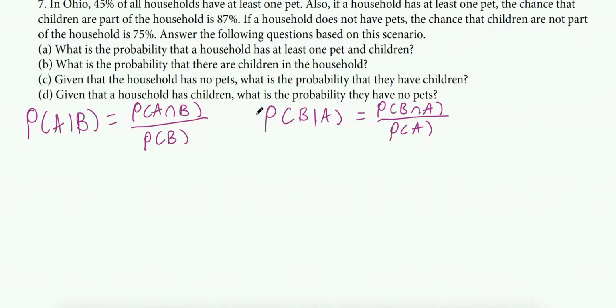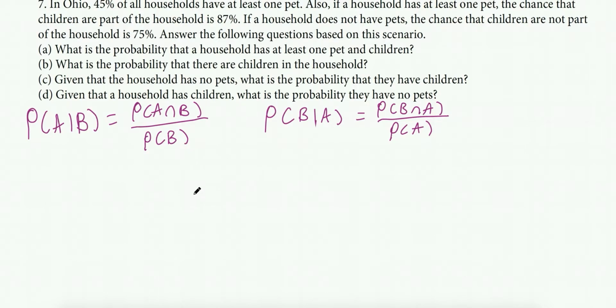Okay, so after you memorize these formulas, you need to draw a contingency table. A contingency table is just showing a relationship between two categorical variables, and in this case, it's going to be pets and children. So let's read the entire problem without stopping. In Ohio, 45% of all households have at least one pet. Also, if a household has at least one pet, the chance that children are part of the household is 87%. If a household does not have pets, the chance the children are not part of the household is 75%. Answering the following questions. So that's really wordy. Hate that, but it's not that hard, trust me.